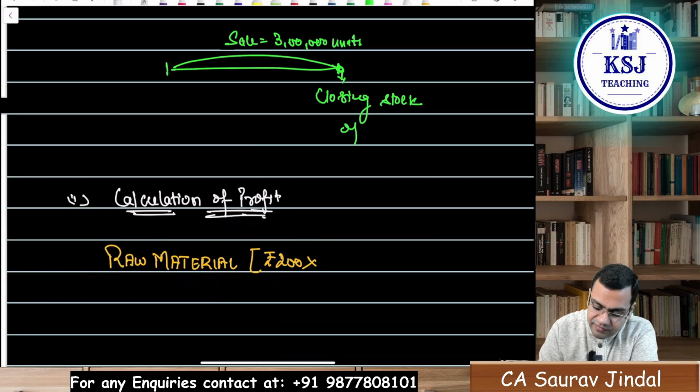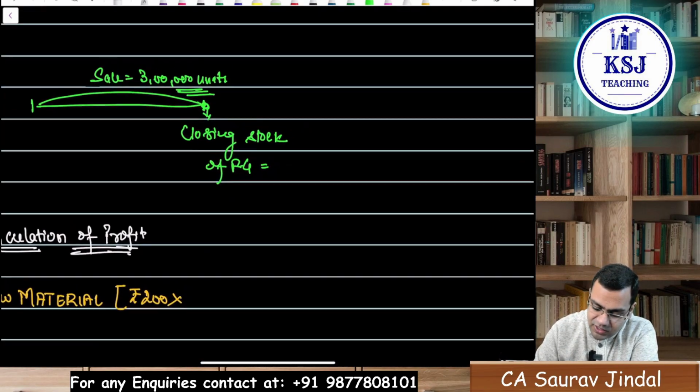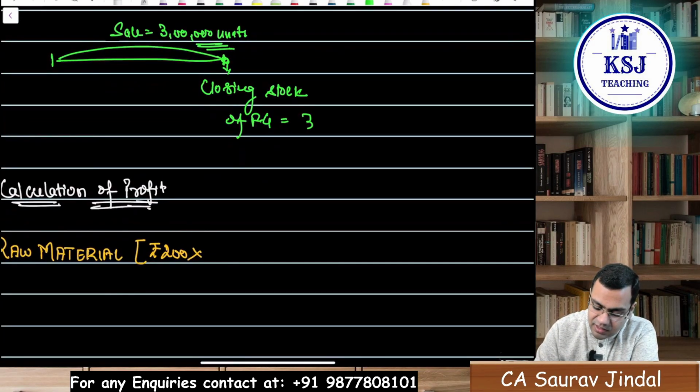Closing stock of finished goods. How much? That is 2 months stock of the units sold. That means units sold is 3 lakh. In the complete year, it is for 12 months. So what will be the 2 months stock here? That will come to 50,000 units.